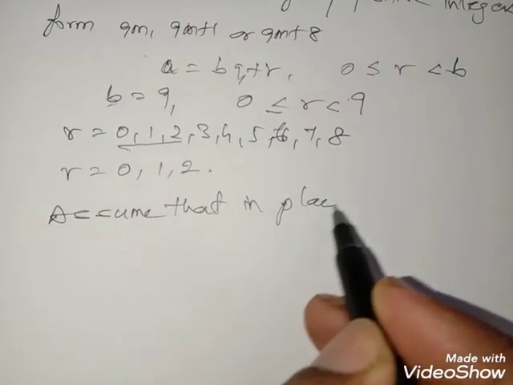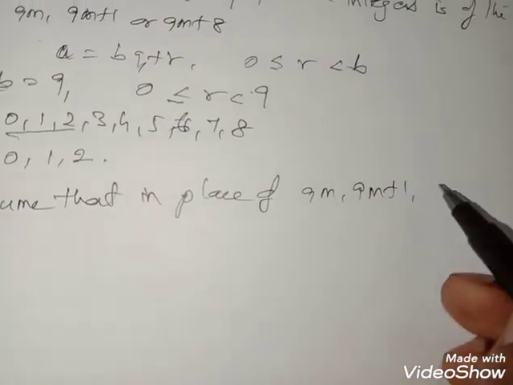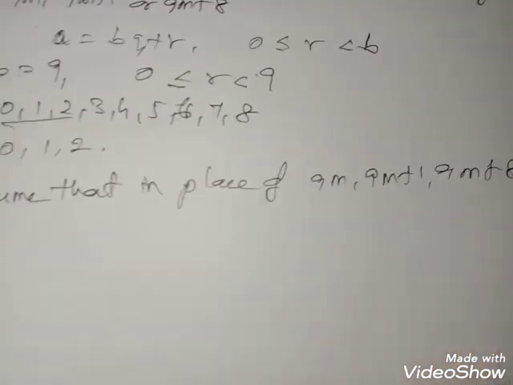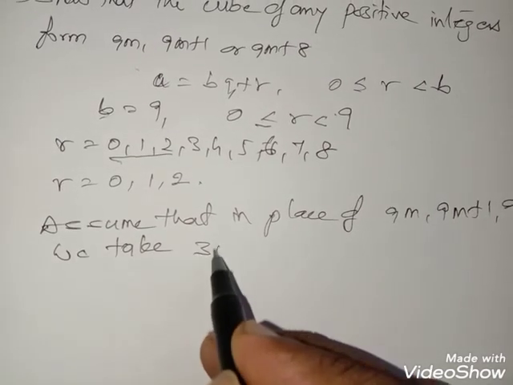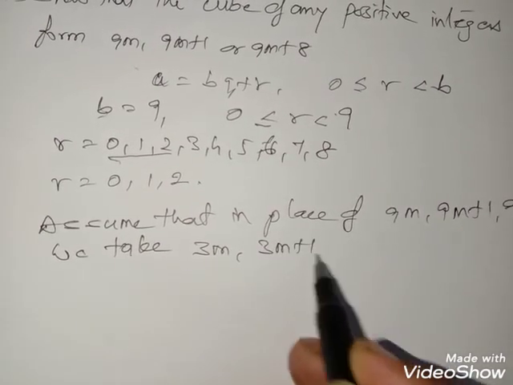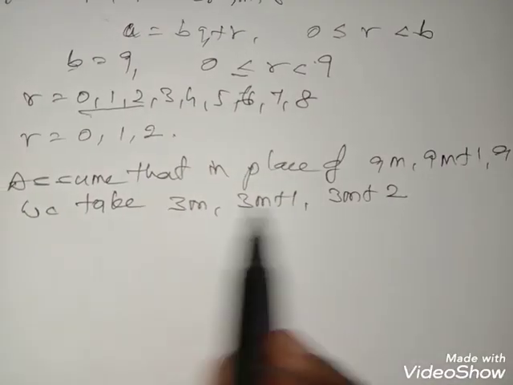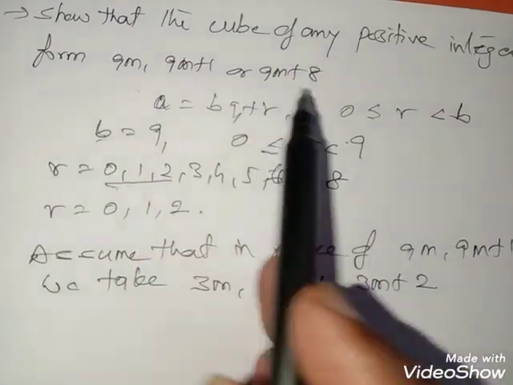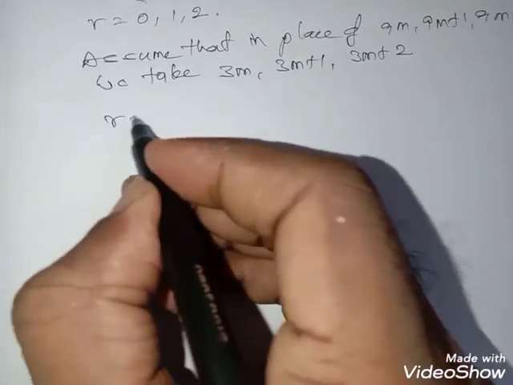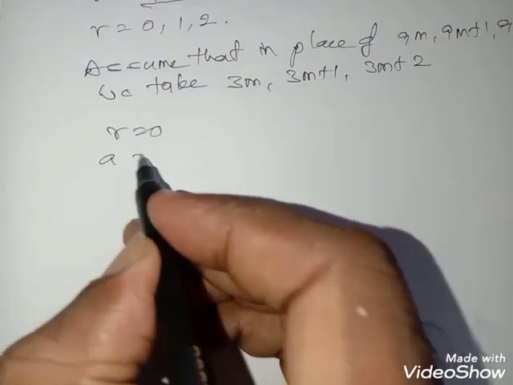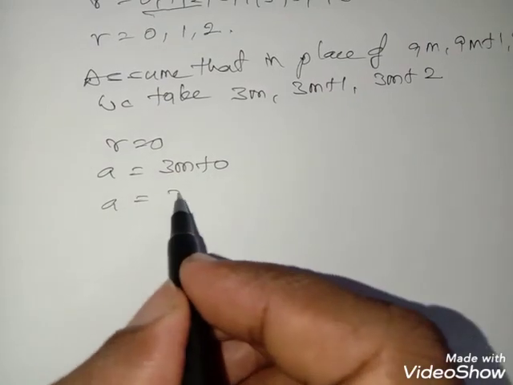So in place of 9m plus 1, 9m plus 8, we take 3m plus 1 and 3m plus 2. Now by using this we have to show 9m plus 1 or 9m plus 8. Right, now if I take the first value, that is r is equal to 0, you'll get a is equal to 3m plus 0. So a is equal to 3m.